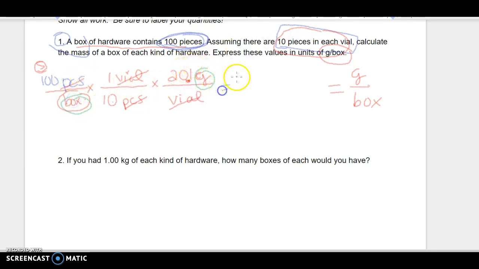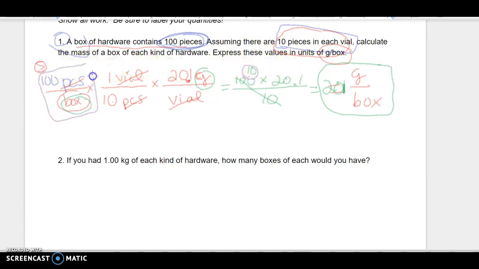So that's going to give me 100 times 20.1, okay, divided by 10, all right? And I see this is going to cancel out to a 10. 10 times 20.1 is 201 grams per box. Okay, so if you're in your block 1 especially, I think we sort of just got this 10 some other way, but truly we should have started with 100 pieces per box because that was the given.